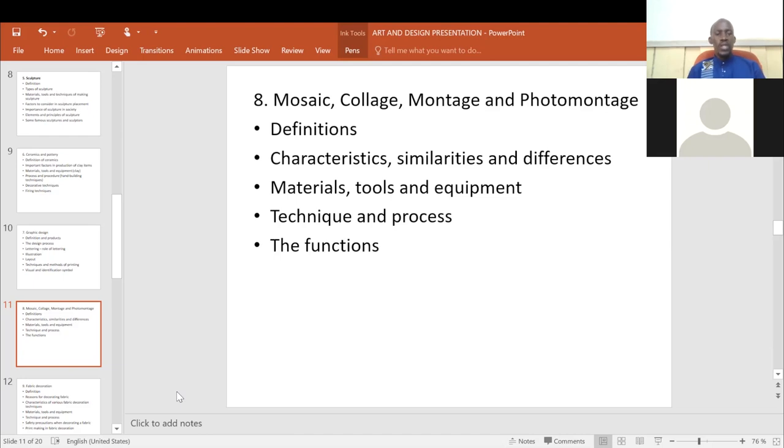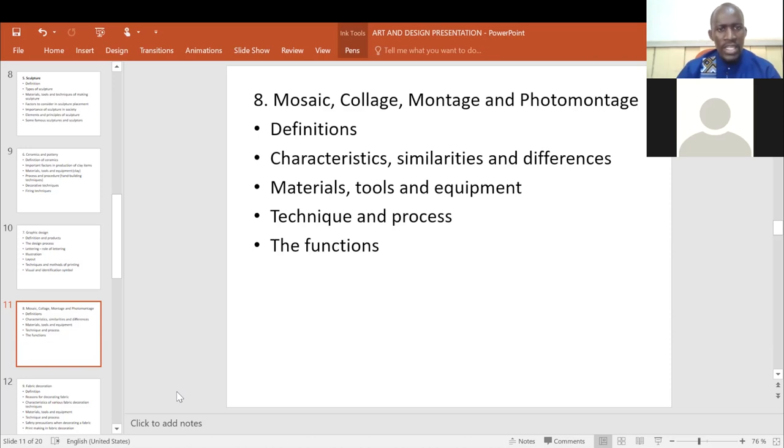Now, when creating a mosaic, we talk about paying much attention to, emphasizing mostly, the different colored materials that form the most distinctive feature. When talking about collage, we pay so much attention to different textured material, so that forms the most distinctive feature of a collage.